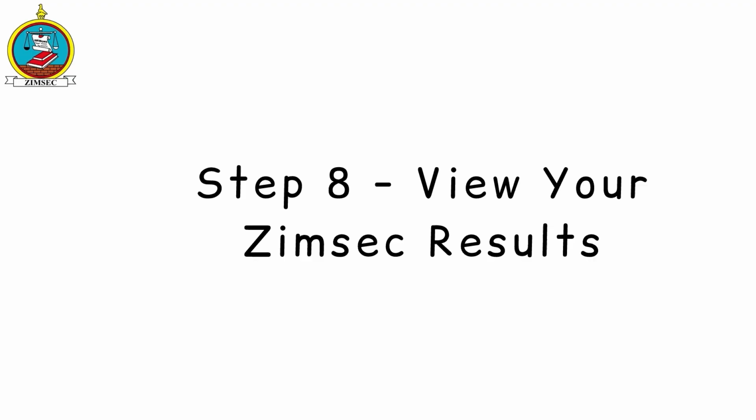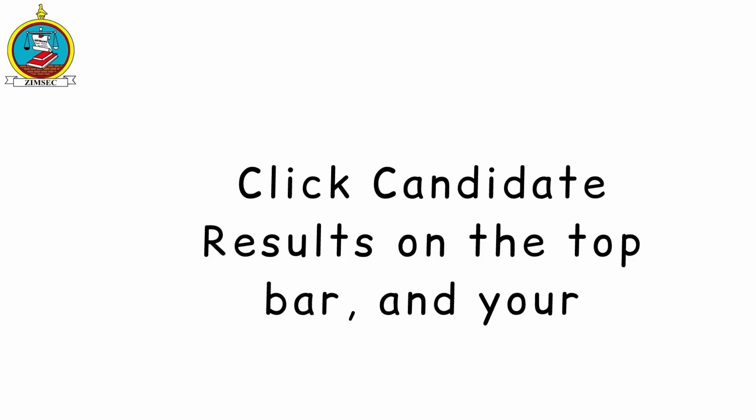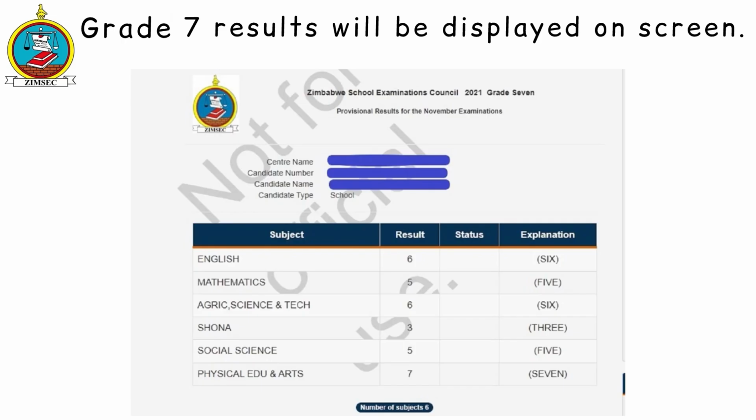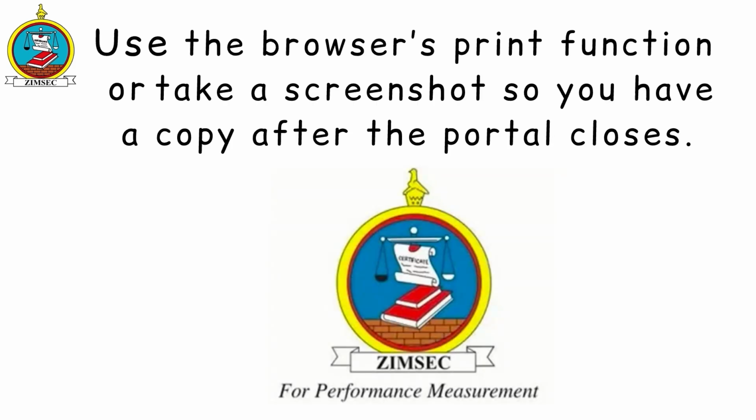Step 8, view your ZIMSEC results. Click the candidate results on the top bar, and your grade 7 results will be displayed on the screen. And voila, you have your results. Save or print your results. Use the browser's print function or take a screenshot so you have a copy after the portal closes.